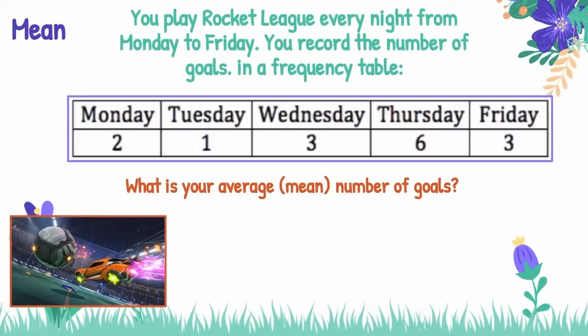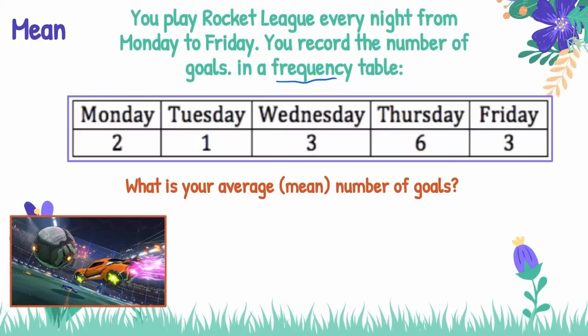Let's look at an example with mean. Let's say you play Rocket League, which is a game with cars and a soccer ball, every night from Monday to Friday. You record the number of goals in a frequency table. Remember, frequency is just how often something happens. What is your average number of goals? Let's see if you could calculate this without me.